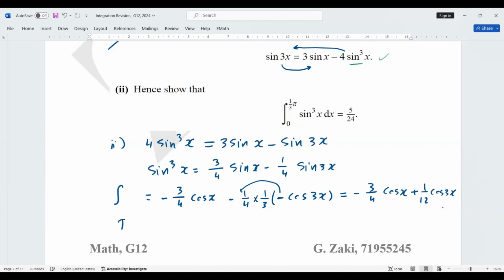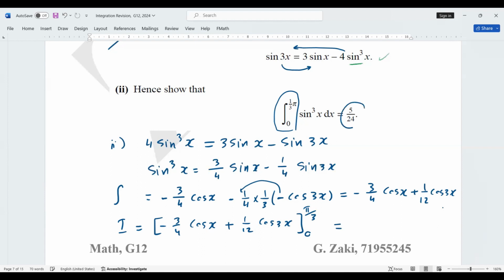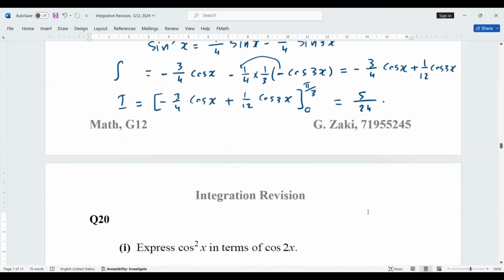So our integration is this, and we put the limits here. It's negative 3 over 4 cosine x plus 1 over 12 cosine 3x, the limit from 0 to pi over 3. Replace x by pi over 3 and then replace x by 0. You will get 5 over 24 exactly. Okay. Next.